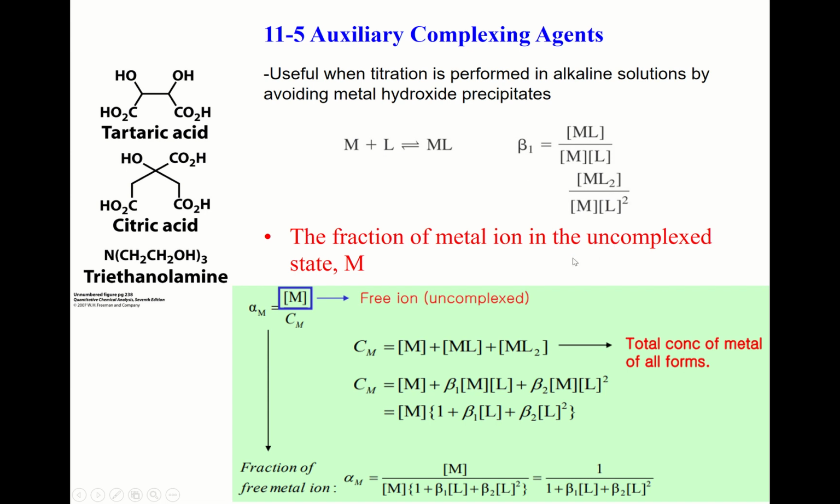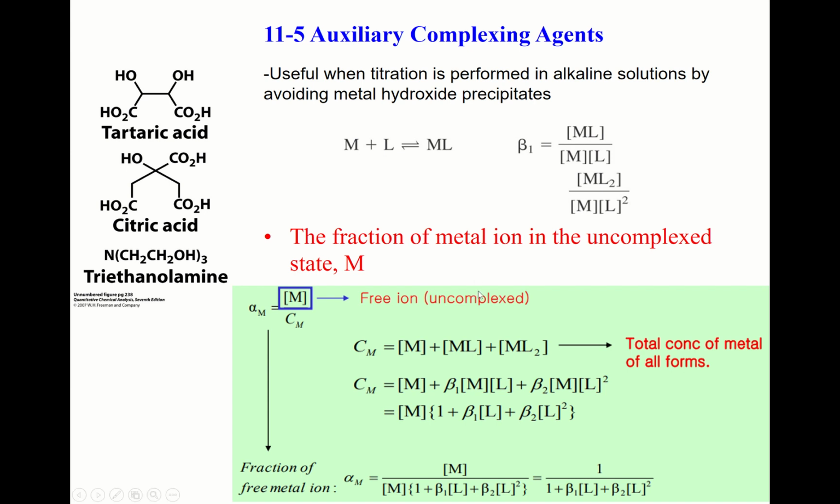So usually, the difference between EDTA and an auxiliary complexing agent is that EDTA all the time makes a one-to-one complex, but many other auxiliary complexing agents form complexes that are not one-to-one: one-to-two, one-to-three, like that. So we must be careful, and we have to develop the theory for how to deal with this case.